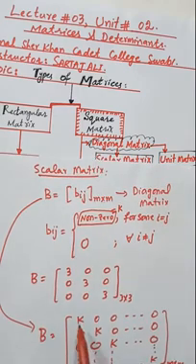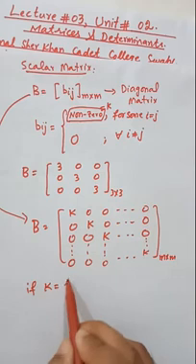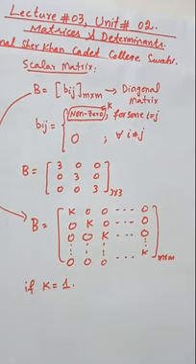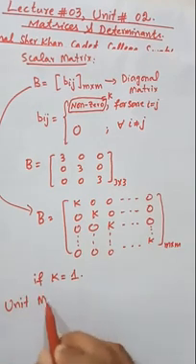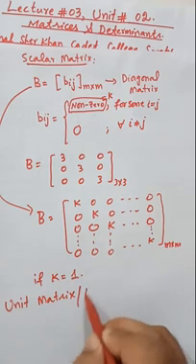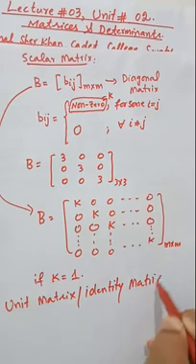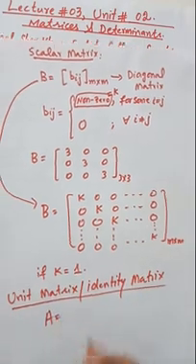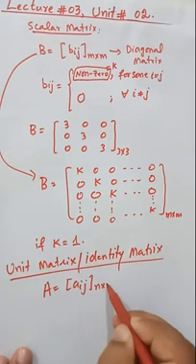Now if this scalar k is equal to 1, that type of matrix is said to be a unit matrix or identity matrix. So let's say A is a matrix a_ij of order n.